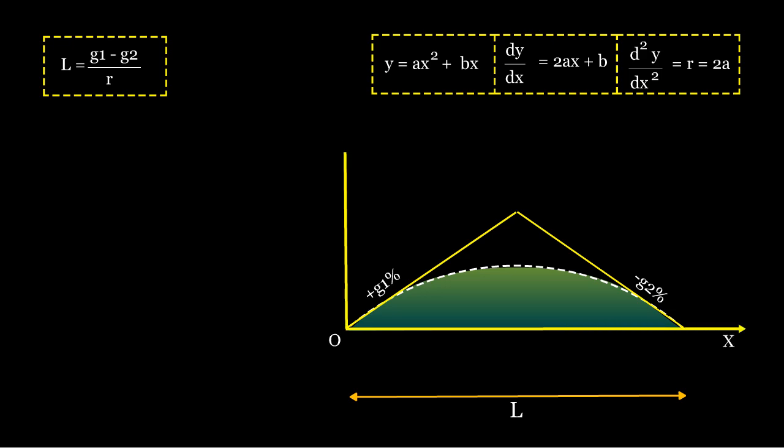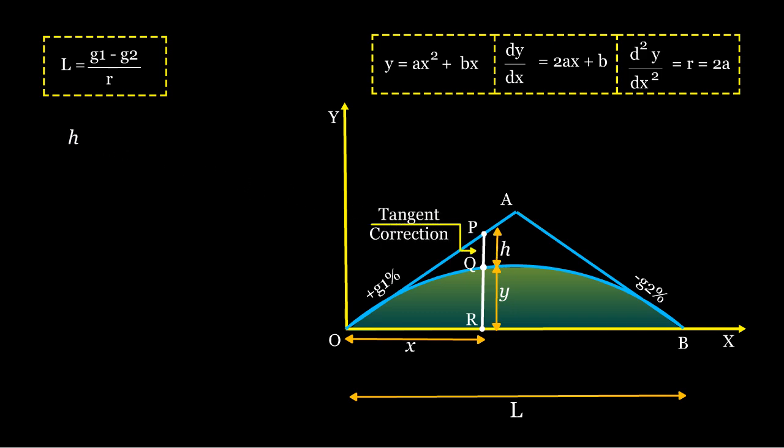Consider a coordinate system where O is the beginning of the vertical curve. OA and AB represent tangents with slopes G1 and G2, respectively. The curve OB follows a parabolic profile. A point Q with the coordinates x, y lies on the curve, with a vertical line PQR passing through it. PQ equals h represents the tangent correction, vertical offset.